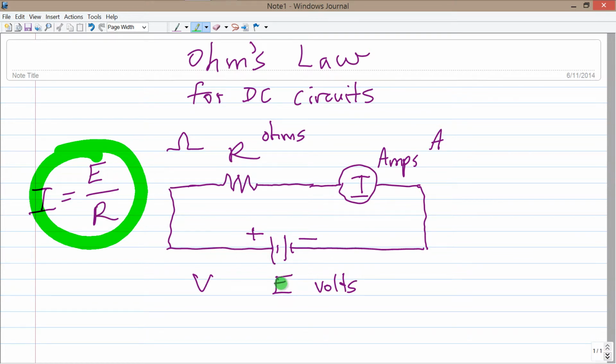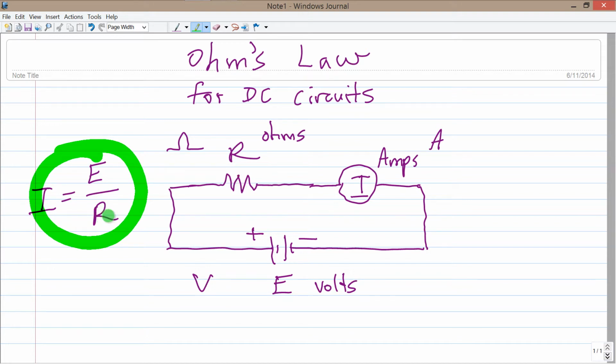So if you have, for example, a 6-volt battery and a 2-ohm resistor, your current is going to be 6 over 2, or 3 amperes. If you double that voltage to 12 volts, then you will get 12 over 2, or 6 amperes. So the current will be directly proportional to the voltage if you leave the resistance constant.